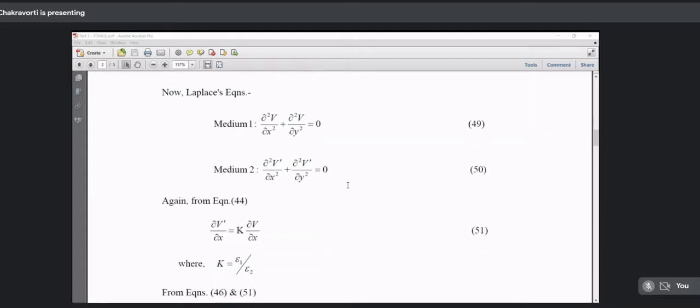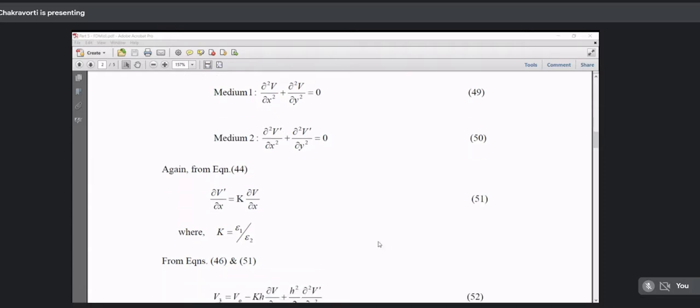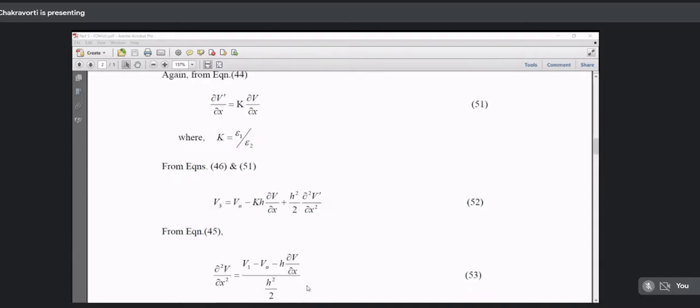I have to solve two Laplace's equations, one for medium 1 using the potential function V. Since it is two-dimensional, I am taking del 2V del x square plus del 2V del y square is 0. Then for medium 2, the potential function is V prime, so del 2V prime del x square plus del 2V prime del y square is 0. And we recall that there is a relationship between del V prime del x and del V del x, where this k is a dimensionless quantity, which is the ratio of the two permittivities.